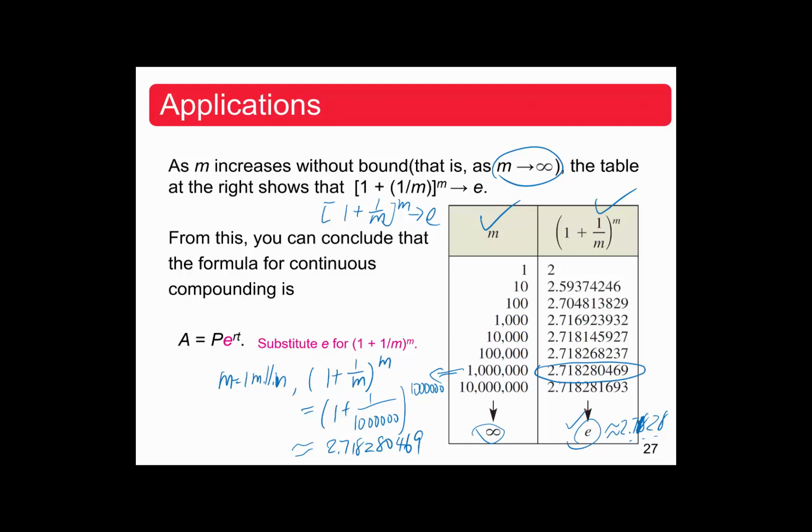And as you can see from the previous result, P times square bracket 1 plus 1 over m to the m power, and then to the rt. Since the inner part becomes e, the formula becomes P times e to the rt. And that's how you develop the continuous compounding formula.